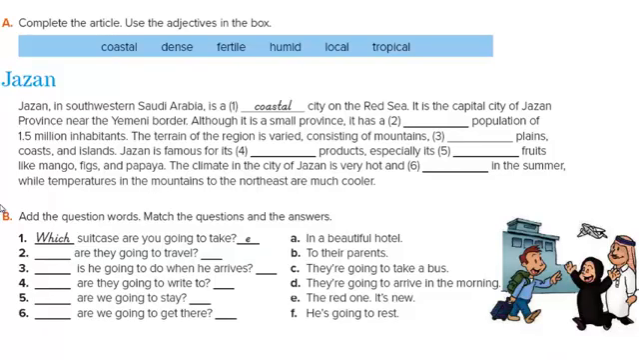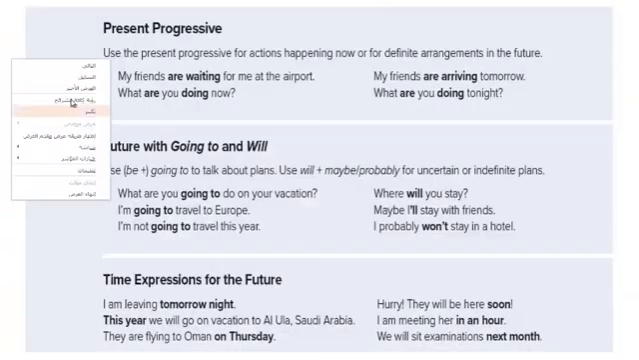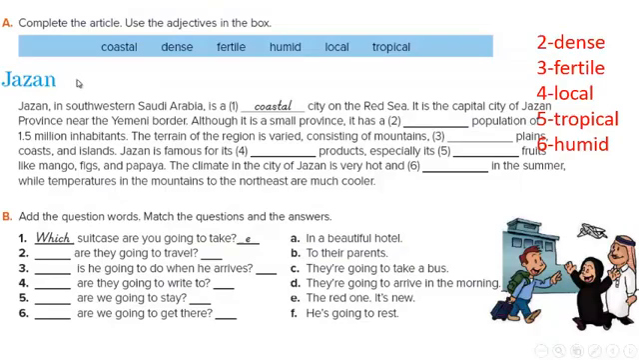Can you think? Okay. That's good. Yeah, a dense population. Right. Carry on. Here we get the answers. So, yes, a dense population of 1.5 million inhabitants. The terrain of the region is varied, consisting of mountains, fertile plains, coasts, and islands. Jazan is famous for its local products, especially its tropical fruits like mango, figs, and papaya. Okay, that's right.